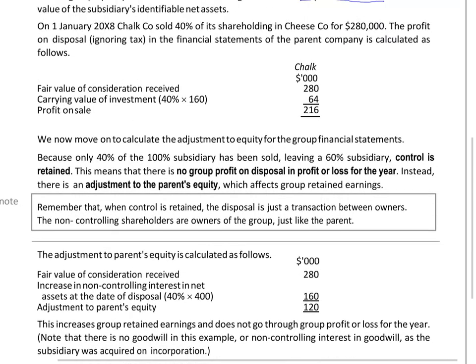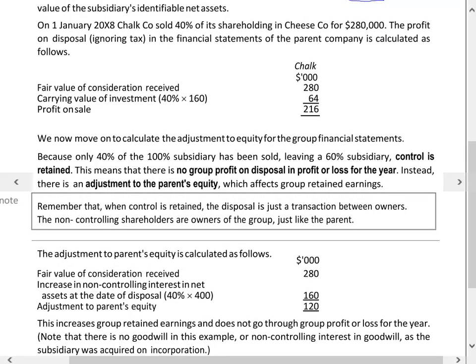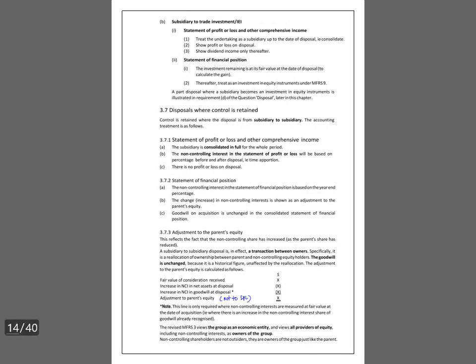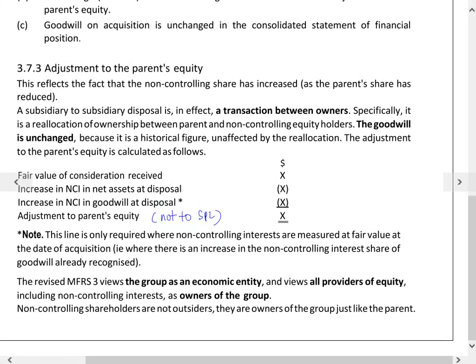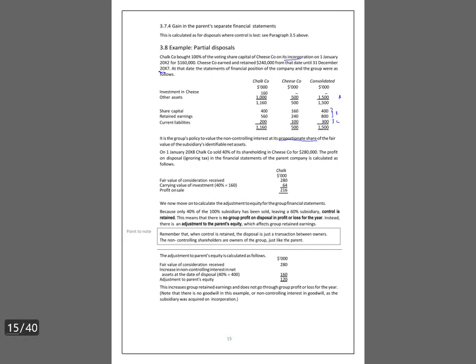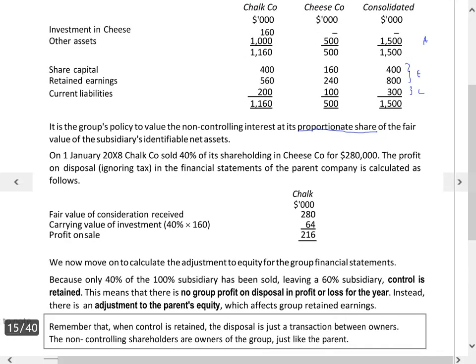Now, because there's no loss of control in accounting terms, we use this. What is the fair value of consideration received? How much? 280. And we want to know the increase in the net assets at the date of disposal. So we look at the overall increase in the NCI. How much is the NCI? Actually, it's zero, correct? Originally.